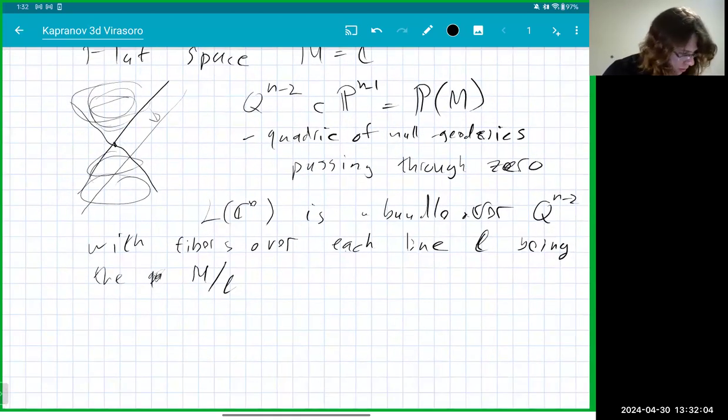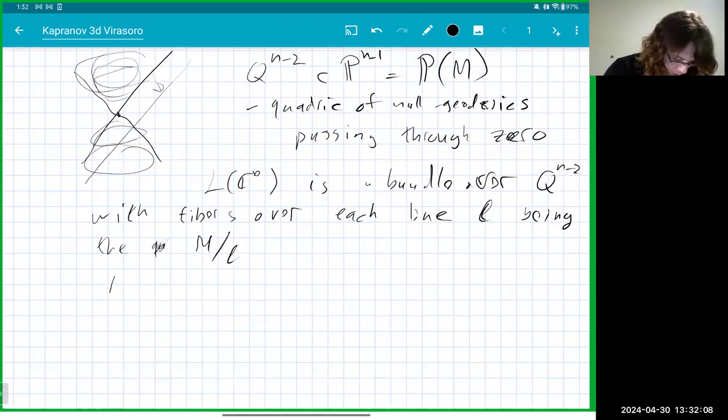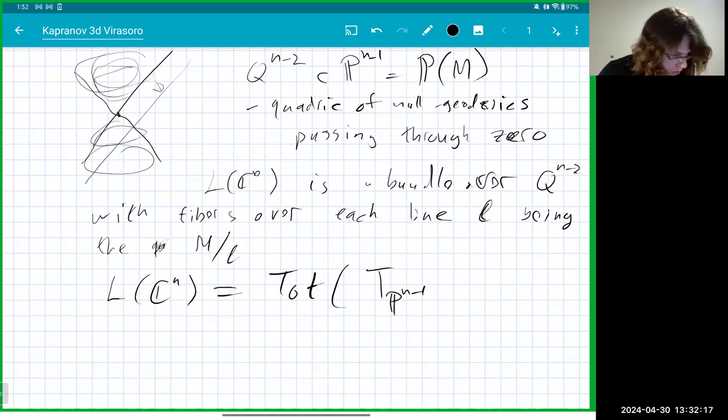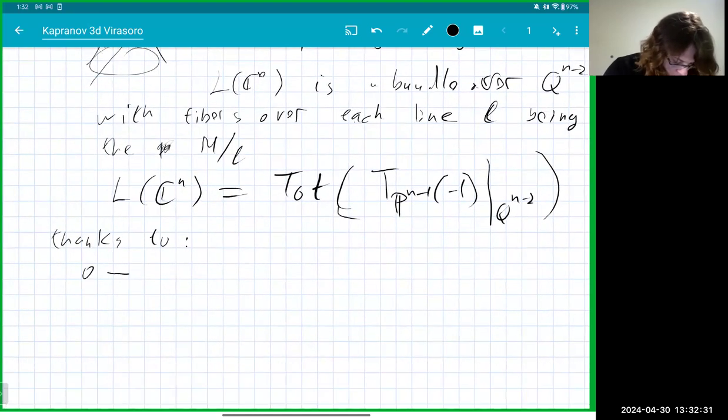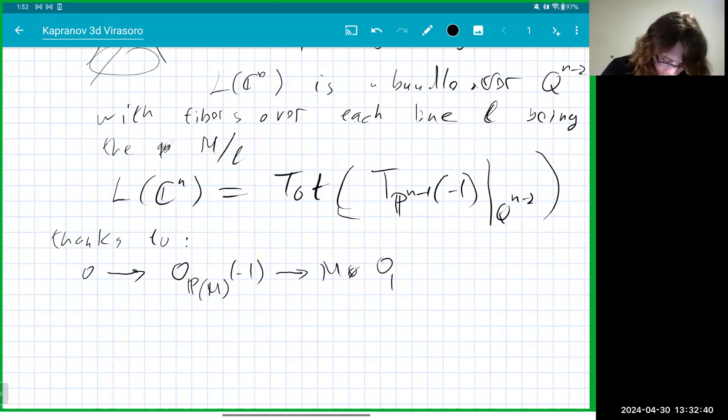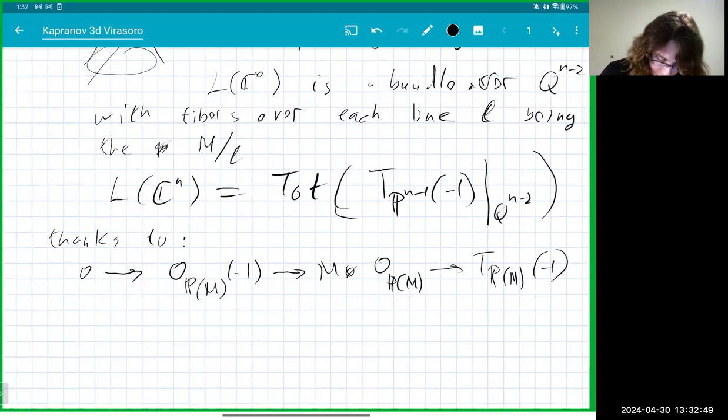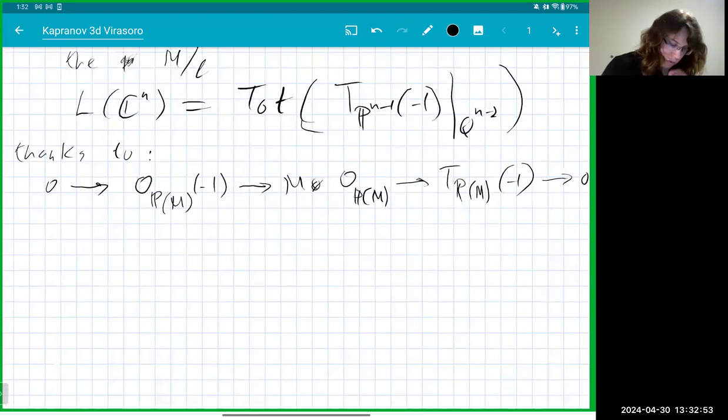So this means this is actually a tangent bundle. So L of C^n is just the total space of the tangent bundle to projective space shifted by minus one, restricted to Q^{n-2}, thanks to the earlier sequence. Right, because this is the tautological bundle which assigns to each L just L, and therefore this is its quotient, as we wanted.